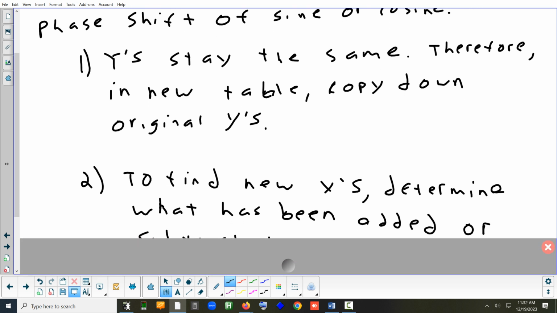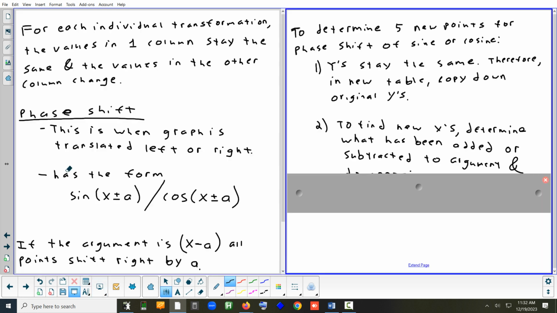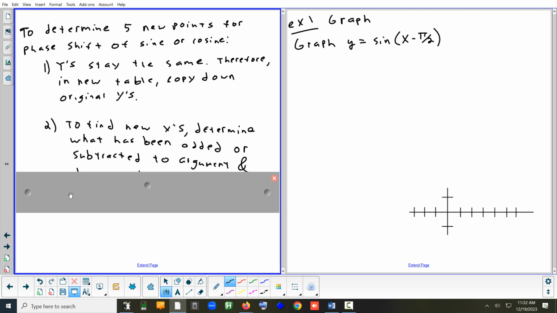So we're going to look at what's been added or subtracted. Let me show you a problem we're going to do next. We're going to do x minus pi over 2. So in this case, we're subtracting pi over 2. And when you subtract, which way should everything move? To the right, and the only way x values can move to the right is if they get what?